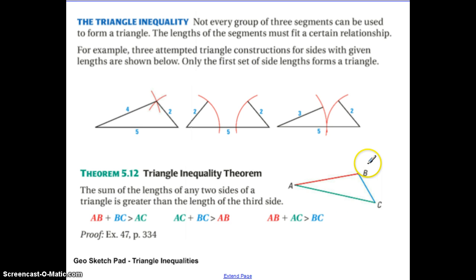AC plus BC must be greater than AB. In order to, if you kind of look at it, if AB and AC are smaller, they're never going to meet, just like this one right here. 2 and 2 is 4, which is less than 5, so they're never going to meet. Okay, so that's the triangle inequality theorem. The two sides across from the third side must be bigger than the third side.